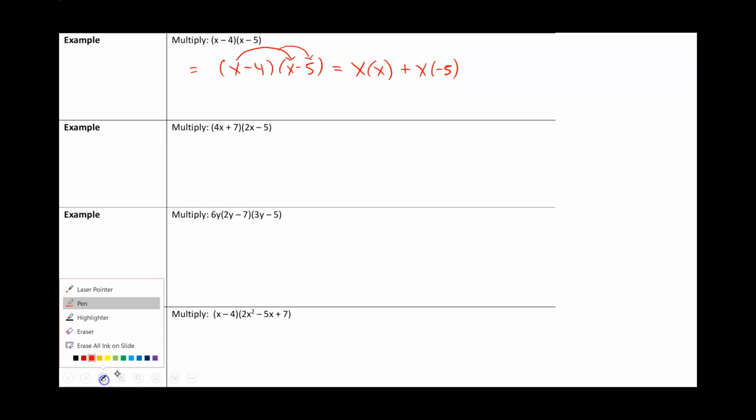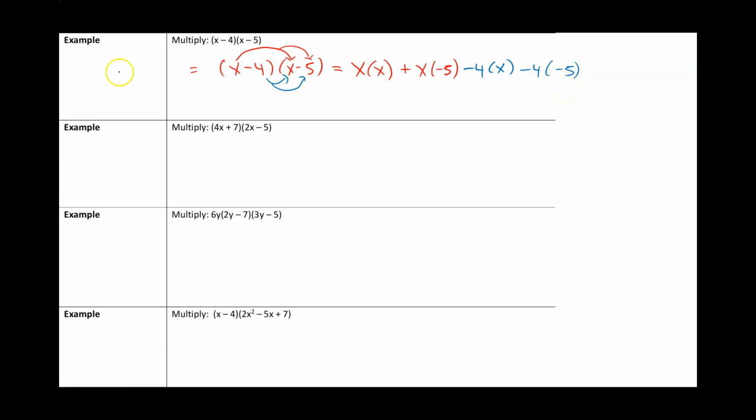Okay, next we have x minus 4 times x minus 5. This is a little bit different because instead of having just one term, we now have two terms in the first parentheses. So here we're going to use something called the FOIL method. Essentially, we take the x and we multiply it to both terms in the second parentheses. So I have x times x, and then I have x times negative 5. Then I do the exact same thing, but with the negative 4. So I have negative 4 times x, and I have negative 4 times negative 5.